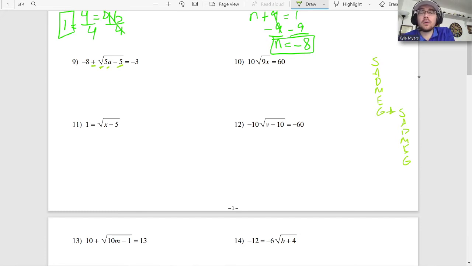Okay, so what we want to do then is add 8 to both sides. Add 8 to both sides. And that's the opposite of -8, right? So I add 8 to both sides. Square root of 5a minus 5 equals -3 plus 8 is 5.